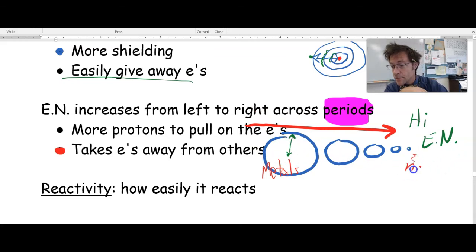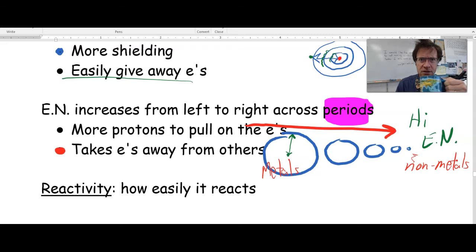Whereas over here, those are nonmetals. And nonmetals are always taking electrons because the radius is so small and they have such a strong electronegativity. They just bump into something and take away its electrons. They don't even care. They're just taking them, like little electron thieves.